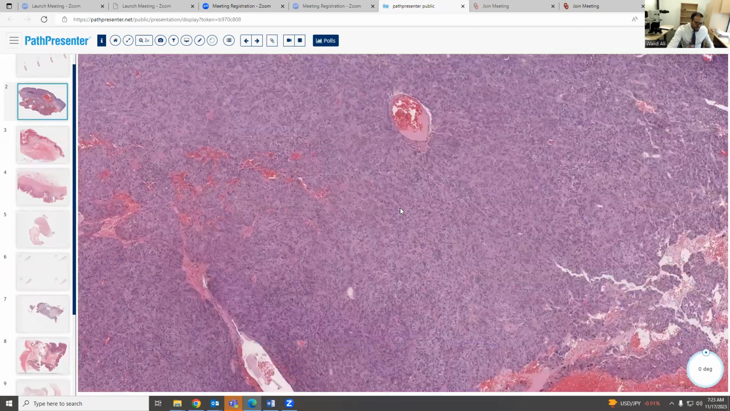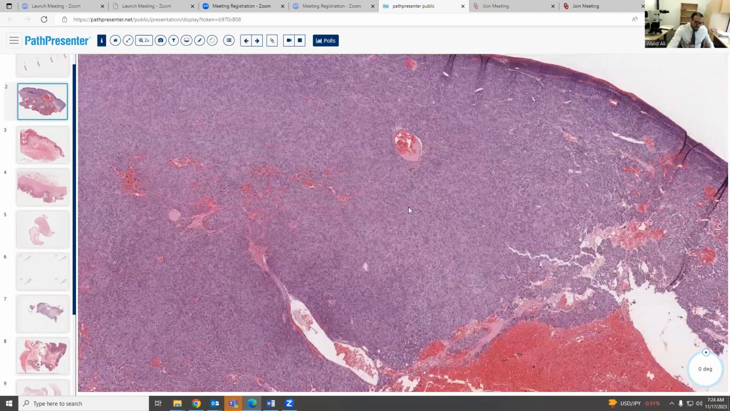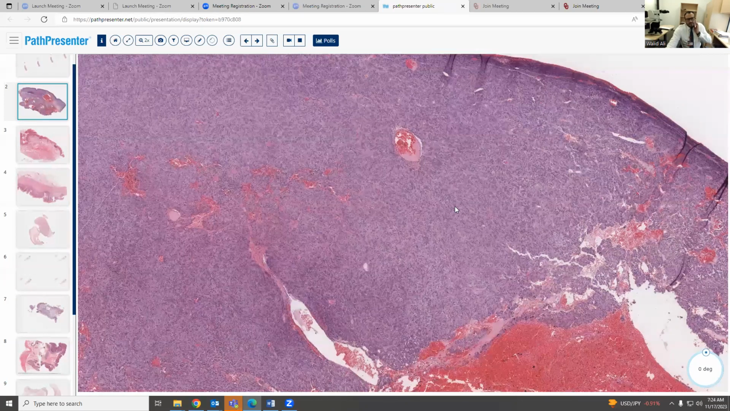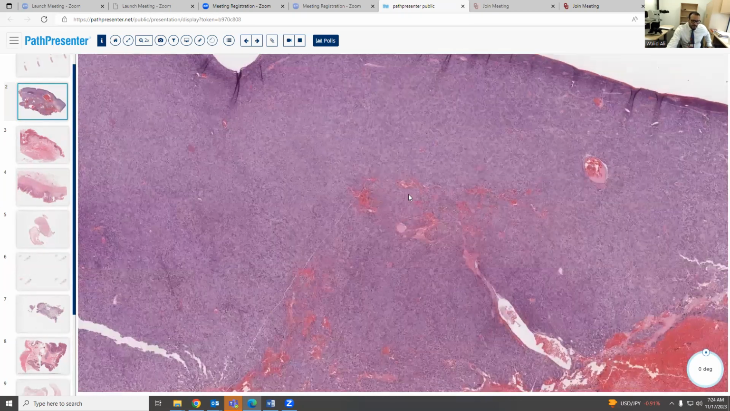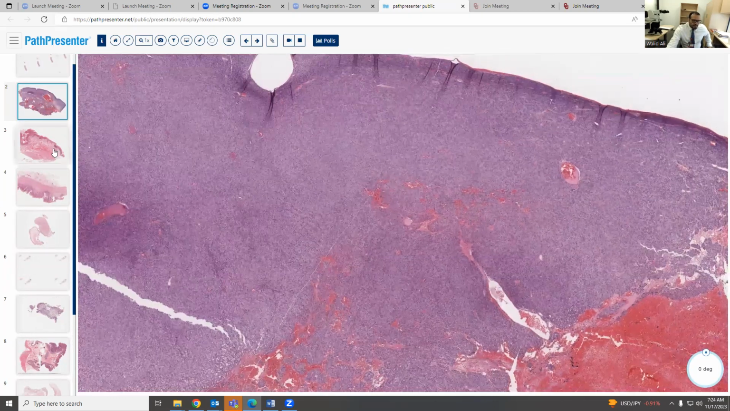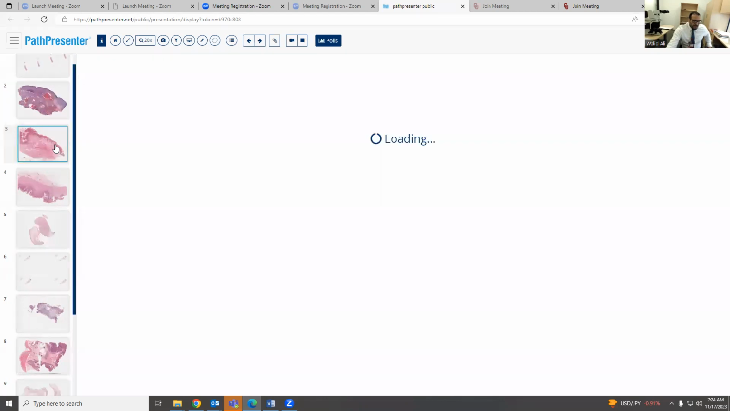So these immunostains for GIST, a very common one is DOG1, and the other is CD117. These two are very helpful for diagnosing GIST. And then let's go to the next case.